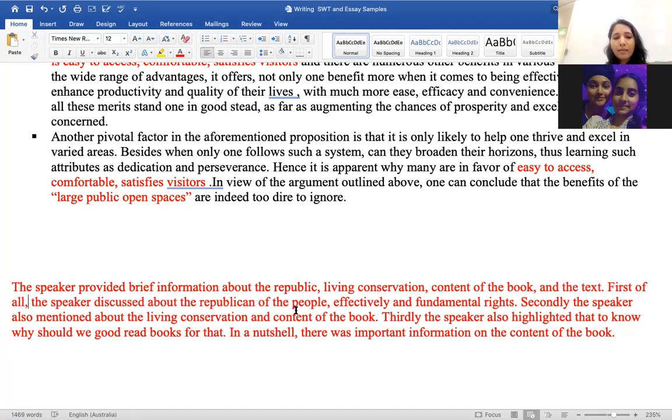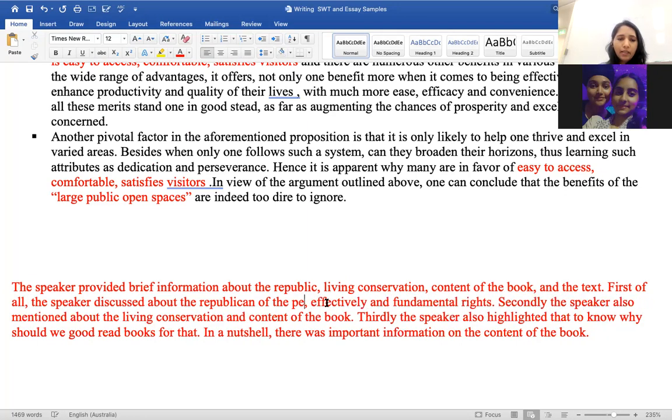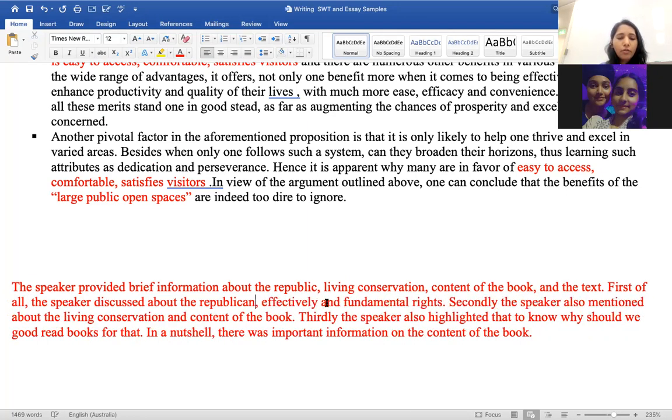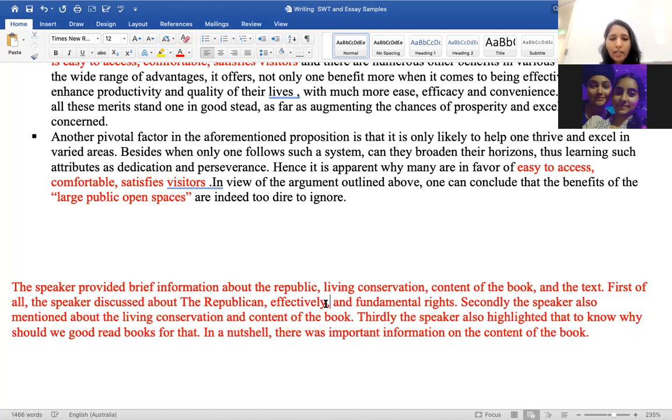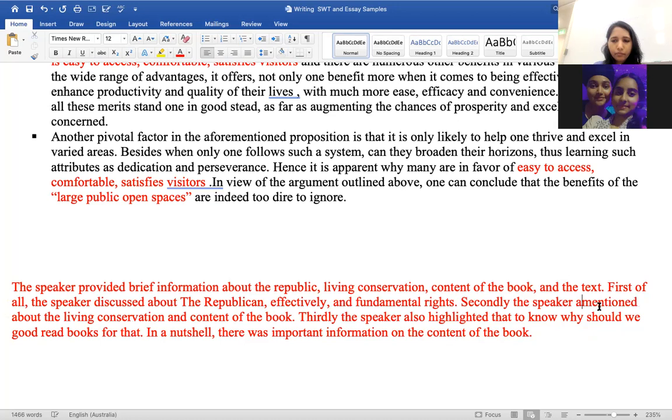The speaker discussed about the Republic of people. There is no of people. The Republic is a book, so you have to capitalize it. So about the Republic, effectively and fundamental rights. So there's a comma after the last word before and. Secondly, there is no need of also because we are running out of words. That's the reason, okay? Mentioned about living conversation and content of the book.